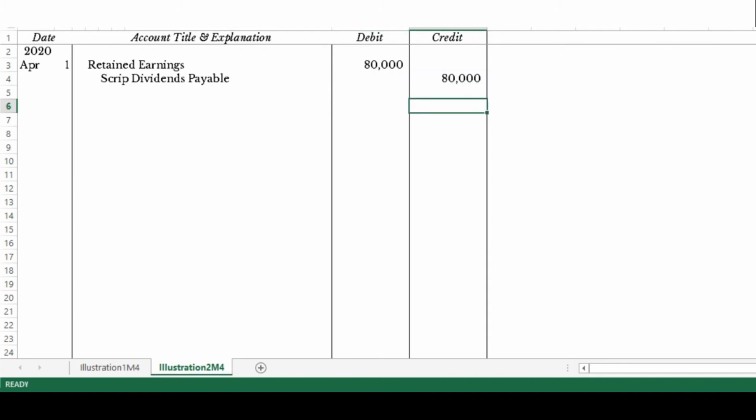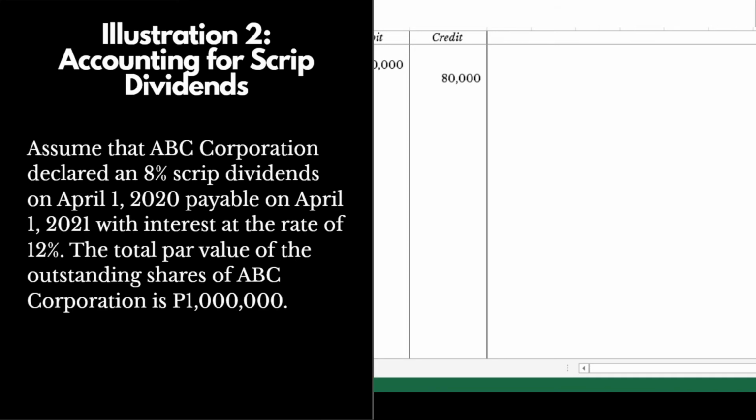Now, there is a special accounting concern kapag ang ating scrip dividends is distributable next year. Kasi tatawid siya ng isang accounting period. Therefore, kailangan nating magkaroon ng adjustment as of December 31, 2020. Kasi di ba, this particular scrip dividend has an interest rate of 12%. So, syempre, meron niyang interest expense na dapat tayong i-recognize from April 1, 2020 to December 31, 2020.